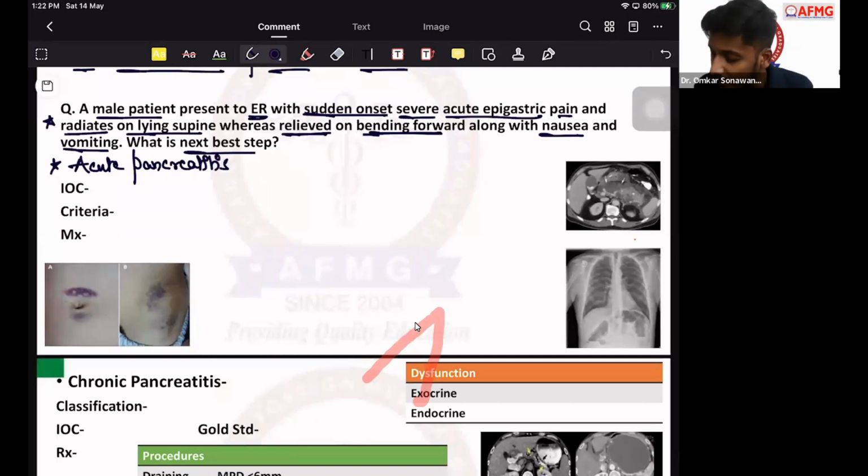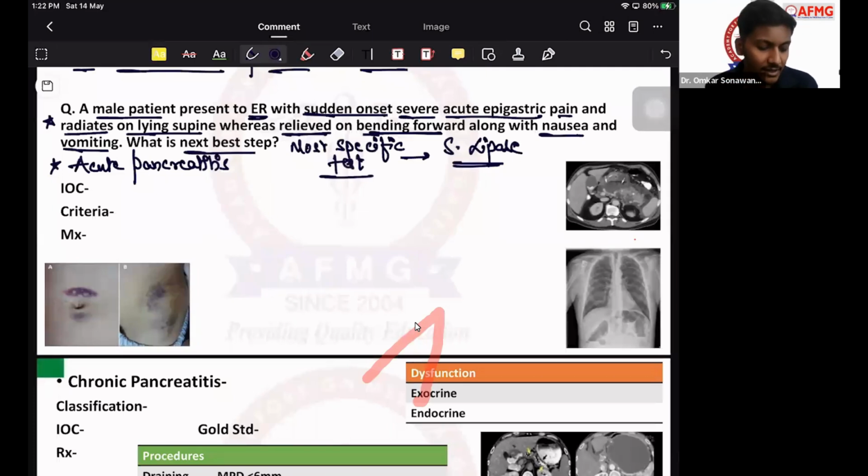Very good. The next best step would be checking the pancreatic enzyme levels. If they ask you the most specific test or the most sensitive test for pancreatitis, the answer remains the same. The most specific and the most sensitive test for acute pancreatitis is serum lipase. You can also check serum amylase levels, please remember, but serum amylase is very non-specific, and therefore the most specific and most sensitive test is definitely serum lipase. These levels would be elevated in a patient.